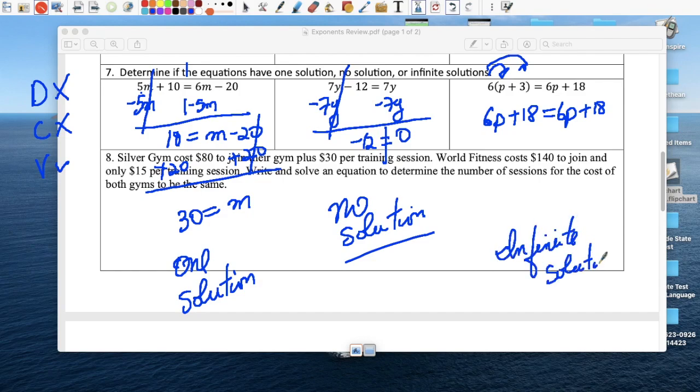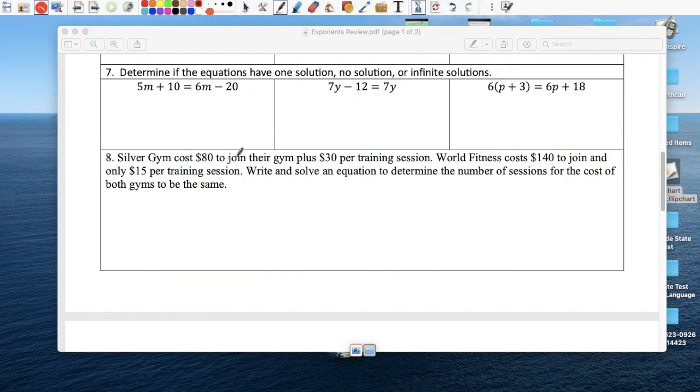Just to go one extra step, I'm going to subtract 6p from this side, subtract 6p from this side, and we get 18 equals 18. So when you get to something like this, where the right side is equal to the left side, you know that this is going to be an infinite solution. It doesn't matter what value of p I put in here, I'm going to get the same answer on the left and on the right.